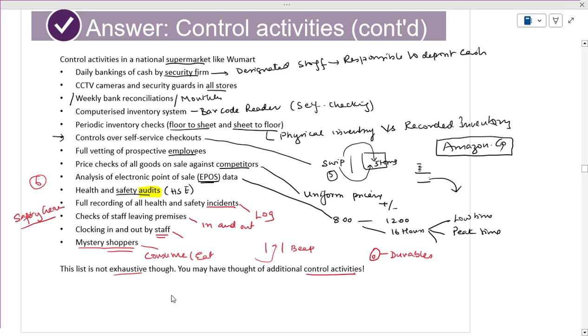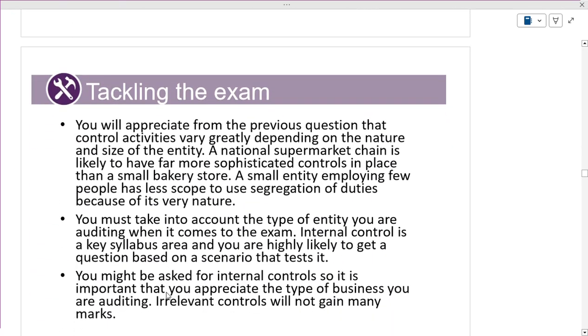Now, you will appreciate from the previous question that control activities vary greatly depending on the nature and size of the entity. A national supermarket chain is likely to have more sophisticated controls. A bigger market will have more sophisticated control than a small bakery. A small entity employing few employees has less scope to use segregation of duties.